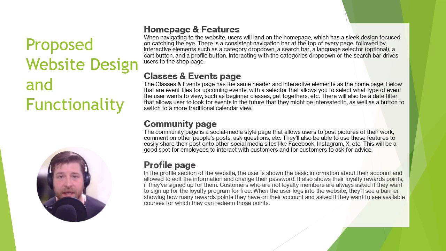The classes and events page is a calendar with all of the classes and events that YarnOver is planning on hosting. The community page is that social media type of page where users can engage with each other, show off their knitting projects, and interact with each other and cross-post to X, to Facebook, to Instagram, whatever it may be. And then the profile page is going to be where users are able to look at their loyalty points. They're going to be able to change their address, their payment methods, their passwords, things like that.